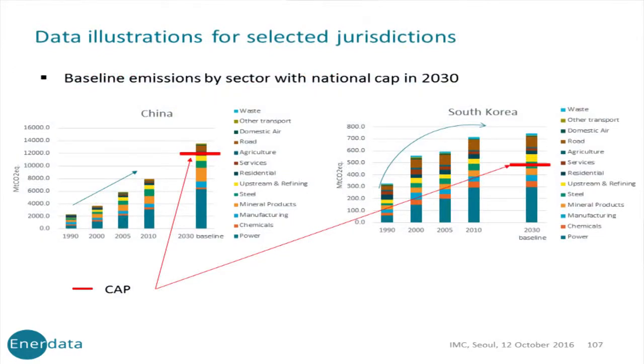Some additional assumptions we made for this study. So the market price is linearly evolving from 2015 to 2030. And something important, the target between sectors and the allocations are distributed based on the baseline emission weighting. Again, all sectors represented in the model are implemented in the ETS for both China and South Korea.